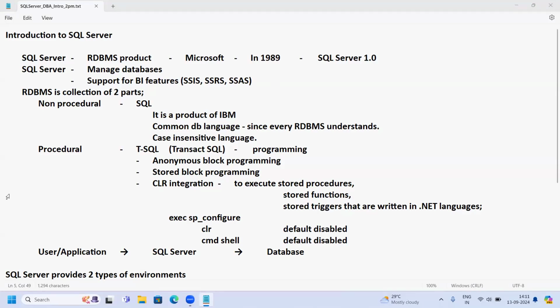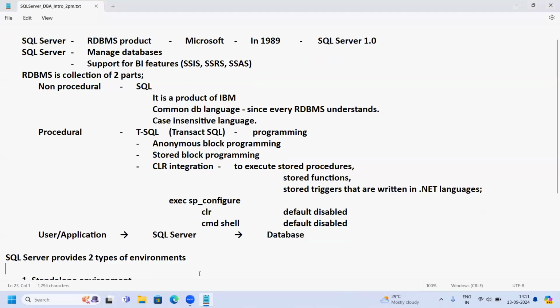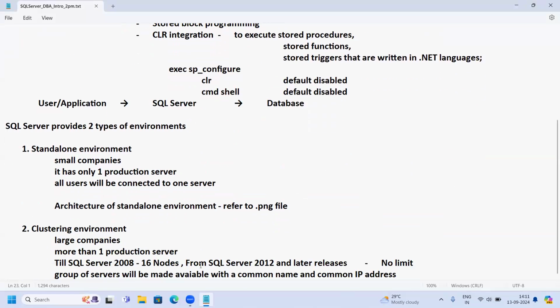Last class, we covered all these fundamental points connecting with SQL Server before we get into the administration part. Yesterday, we discussed the basic concepts related to SQL Server. The most important point was that SQL Server provides two types of environments. One is called standalone, the other is called clustering environment. The standalone environment is suitable for small companies, as I said. It has only one production server.